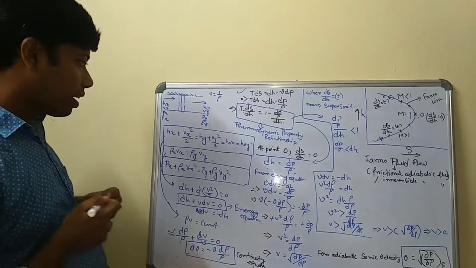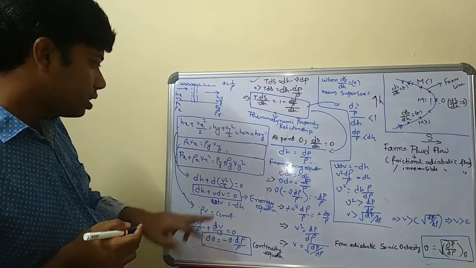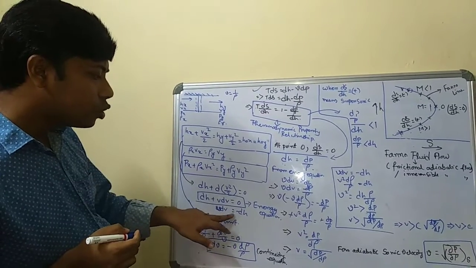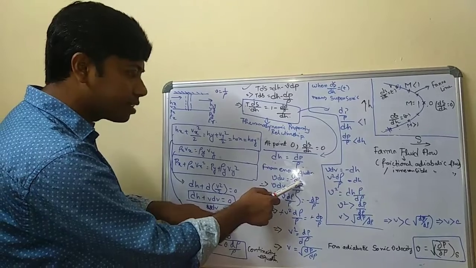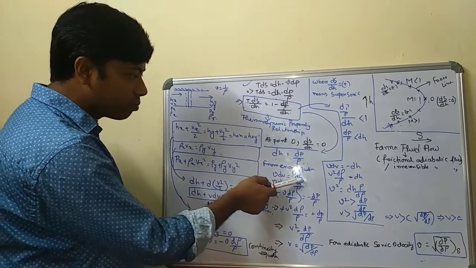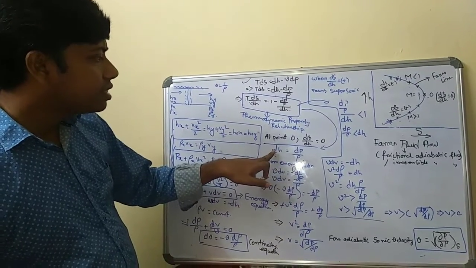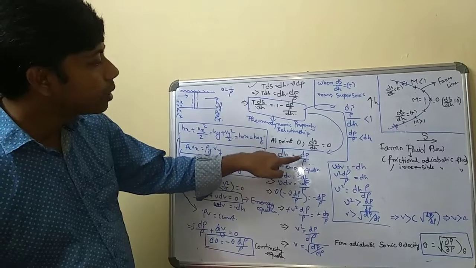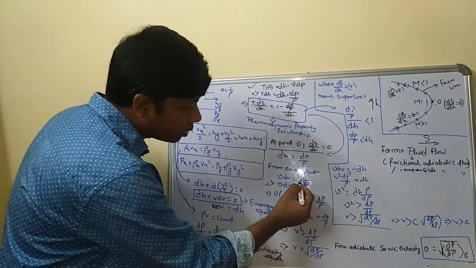Now, from the energy equation, VdV is equal to minus dH. And minus dH, from the thermodynamic property relationship, dH is equal to dP by rho. So in terms of that, dH is also written as dP by rho here.